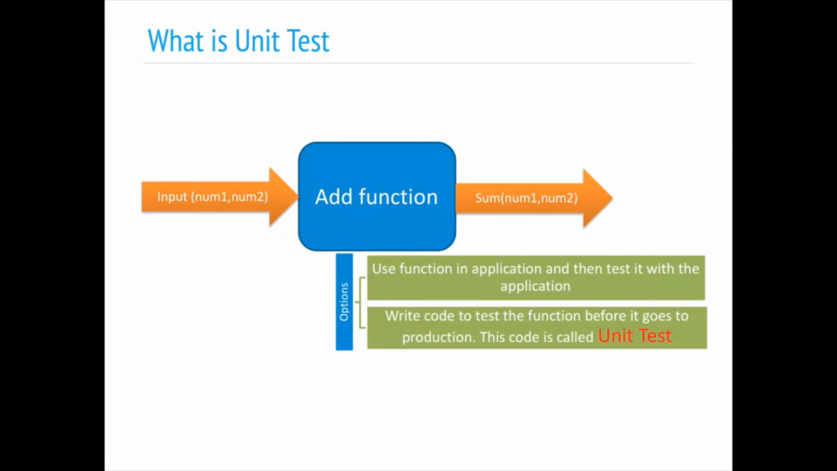In unit testing, the function is used in the application and then tested with the application. First of all, you will be testing it separately, then you will test it alongside in the context of the whole application.